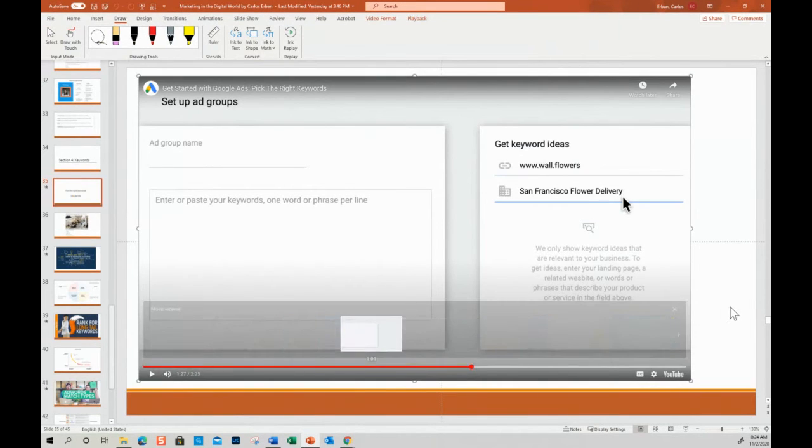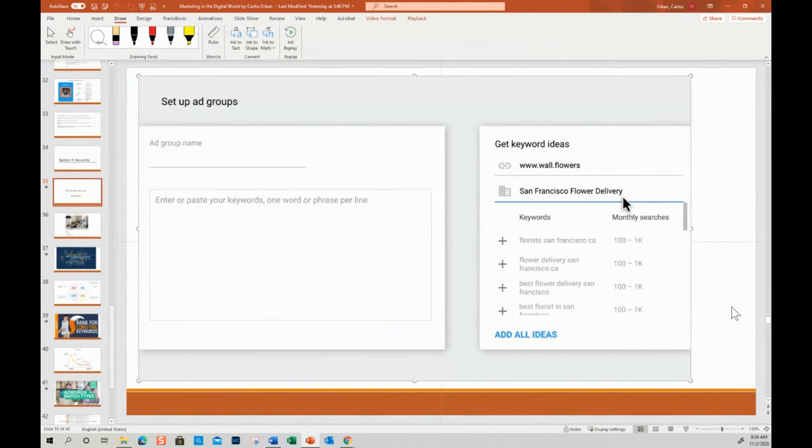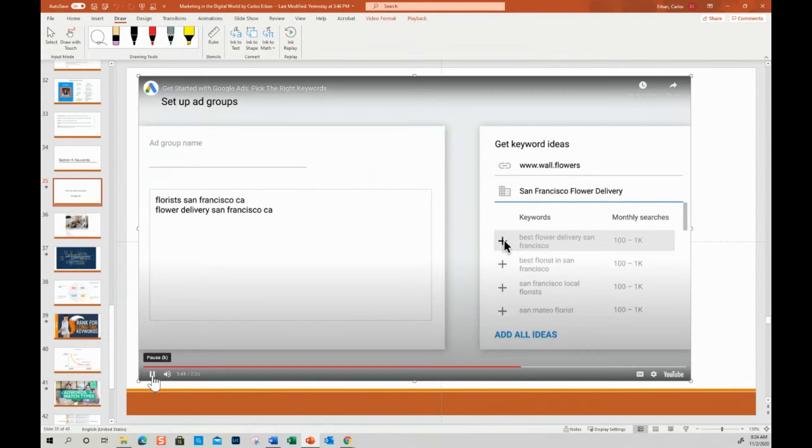and enter your website's URL as the landing page. You can add some keywords too while you're at it. You'll then see a table of suggested keywords related to your business. Just add the keyword suggestion by clicking the plus sign to the left of the keyword ID.